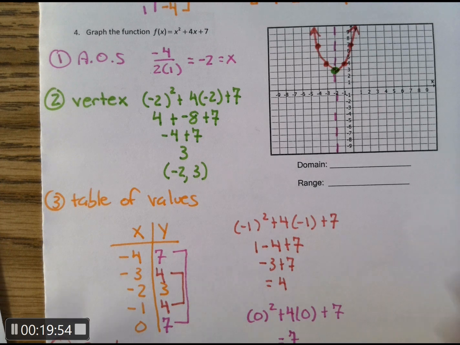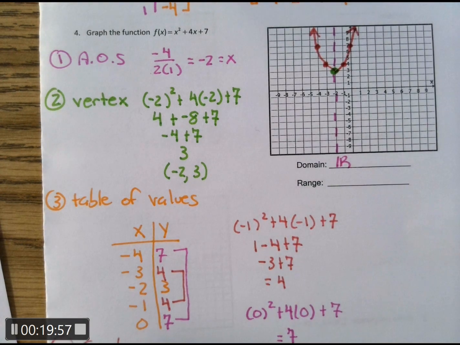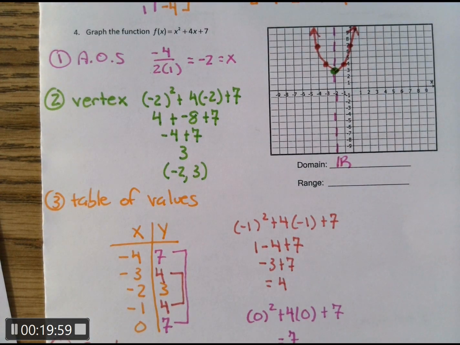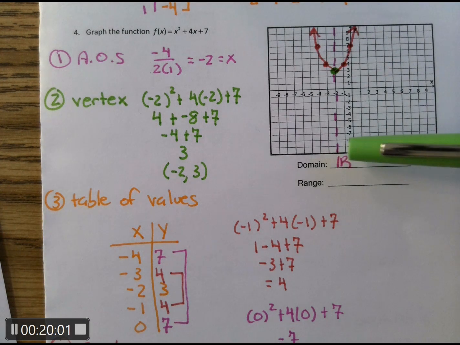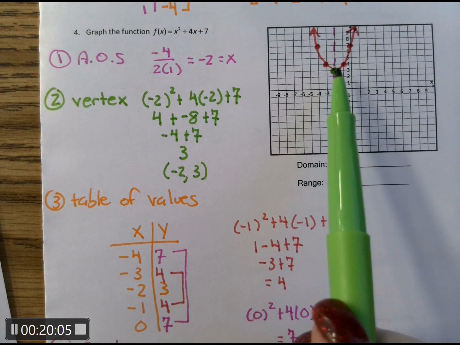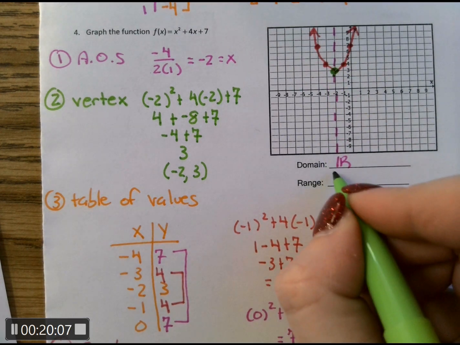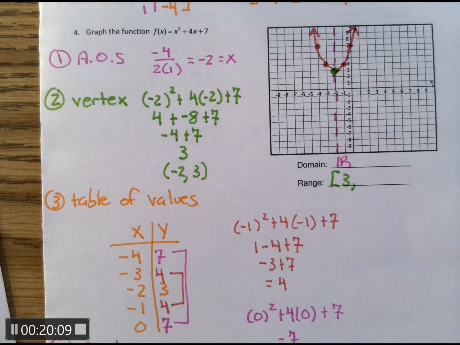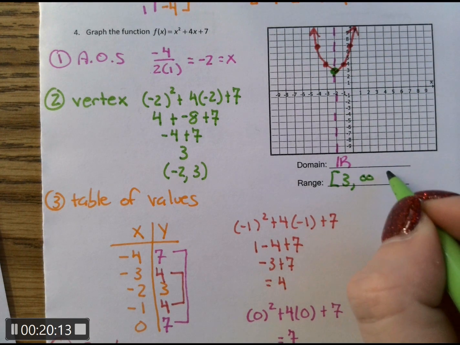Domain, all real numbers. Range, start from the bottom and go up. What's that y value right here? It's 3. Remember, it is included. And then we continue to go up, so that's positive infinity.